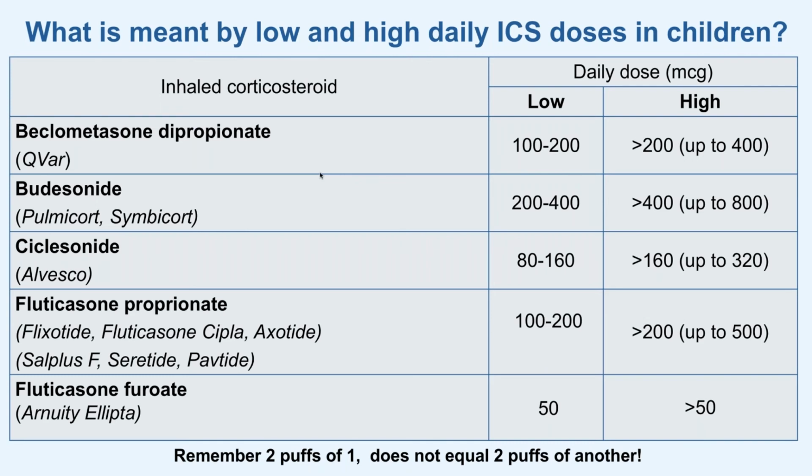But Alvesco and Pulmicort can be prescribed daily or BD, depending on the dose required to maintain good asthma control. And it's important to remember that 2 puffs of one medication does not necessarily equal 2 puffs of another medication. So if we're changing children's medications around, just because they're on 2 puffs of Flixotide may not necessarily mean they have 2 puffs of Seretide, etc., etc.